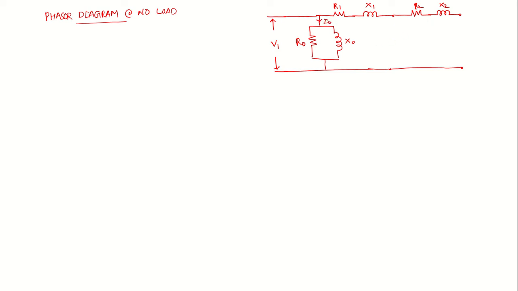Since the secondary load is not connected, there is no secondary current. The same current I0 is marked here, and the secondary voltage is E2, open circuit, and here this is the voltage E1. Then E1 is known as the self-induced EMF. E1 is the self-induced EMF.